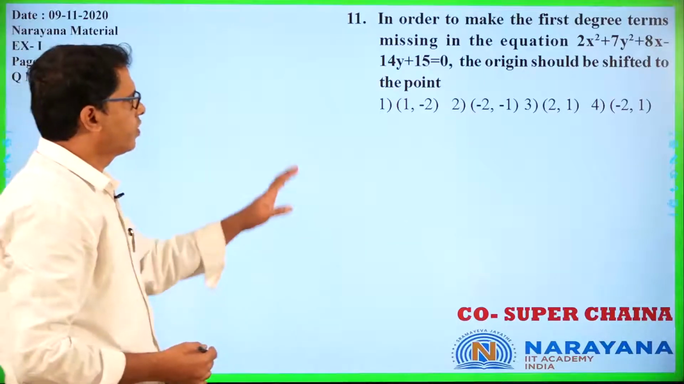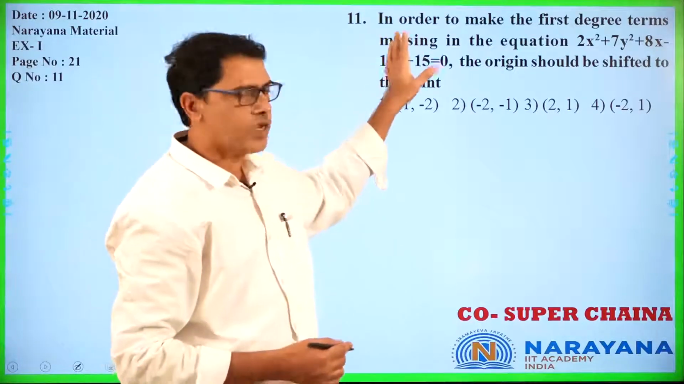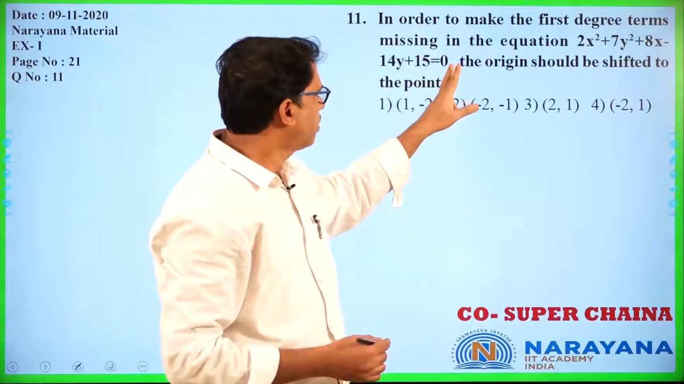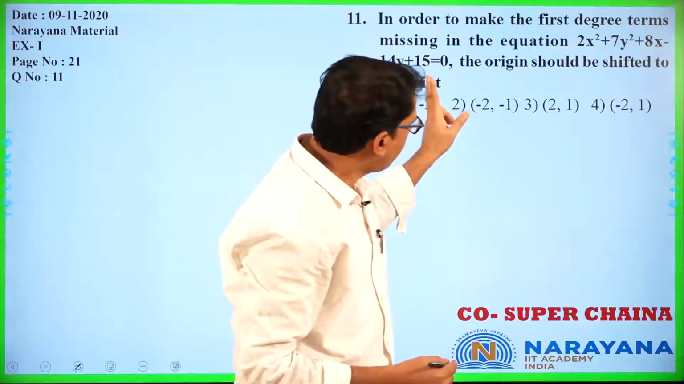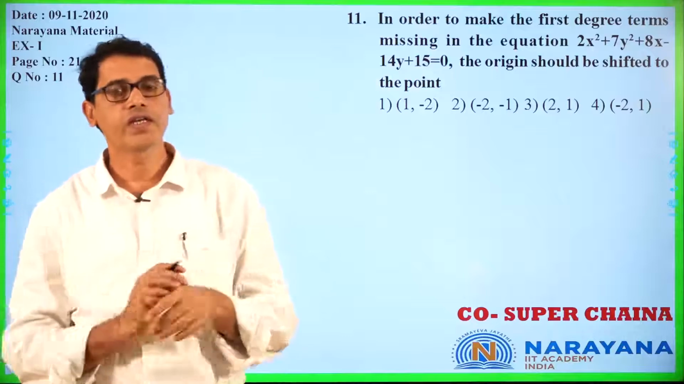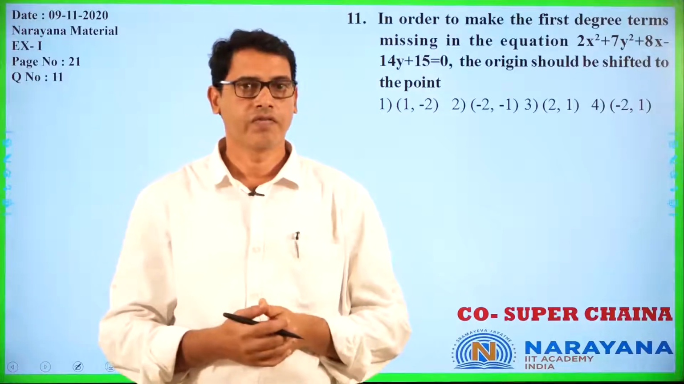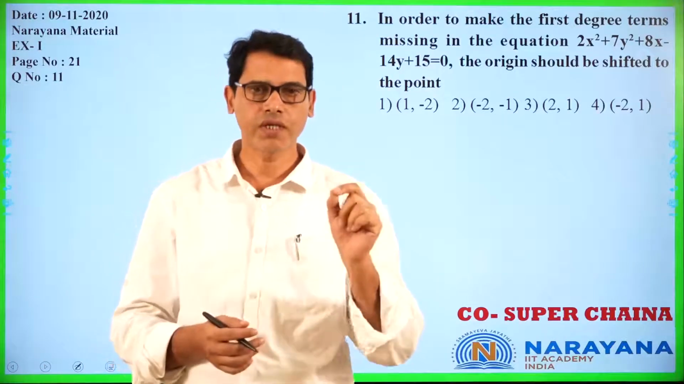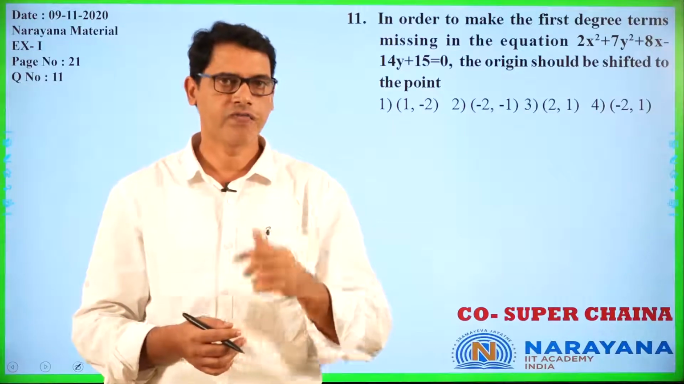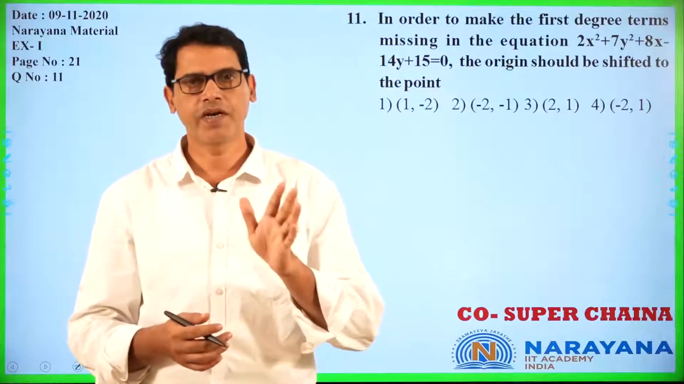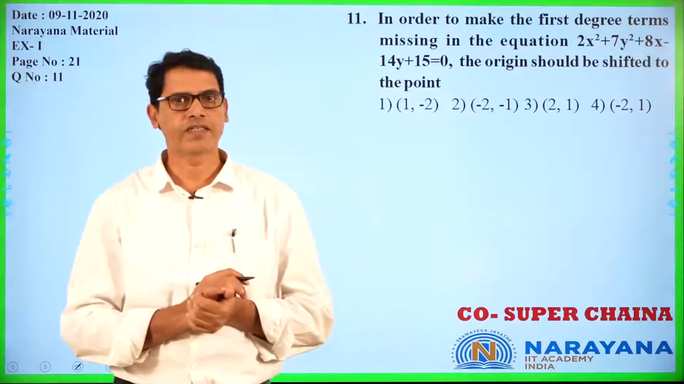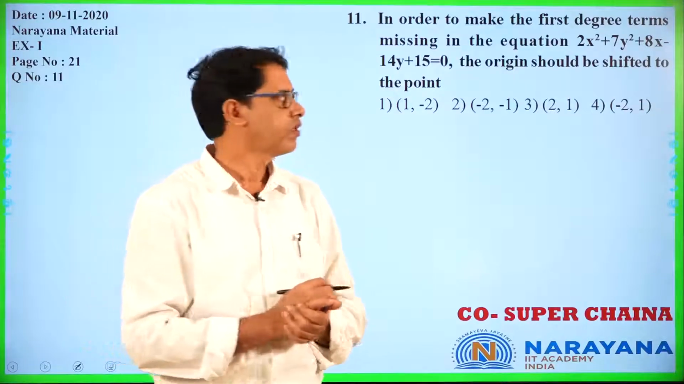See, in order to make the first degree terms missing in the equation, the origin should be shifted to a point. Here we need to find the translated point so that the first degree terms get eliminated. I gave the formula: (hf minus bg) by (ab minus h square), comma, (gh minus af) by (ab minus h square). Okay.